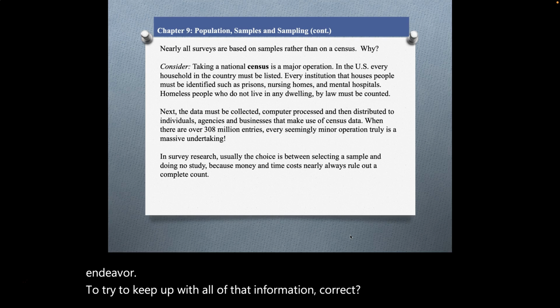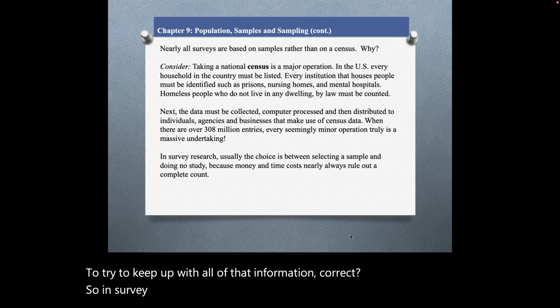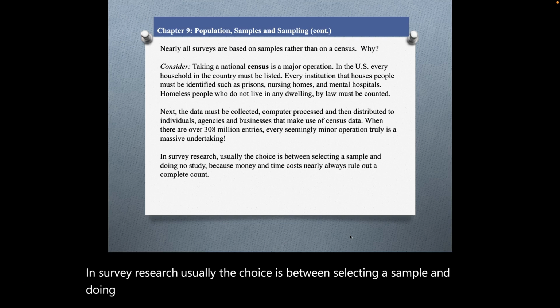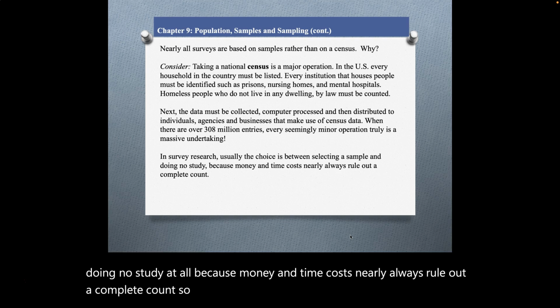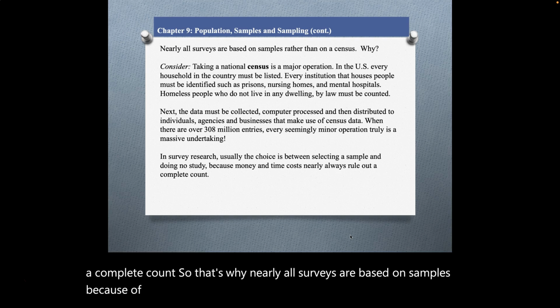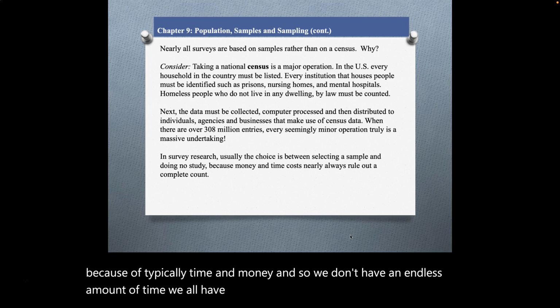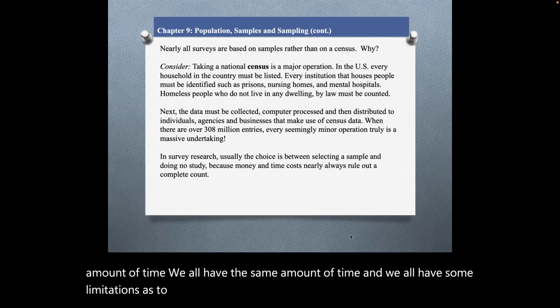So in survey research, usually the choice is between selecting a sample and doing no study at all, because money and time costs nearly always rule out a complete count. So that's why nearly all surveys are based on samples, because of typically time and money. We don't have an endless amount of time. We all have the same amount of time, and we all have some limitations as to the money, including businesses.